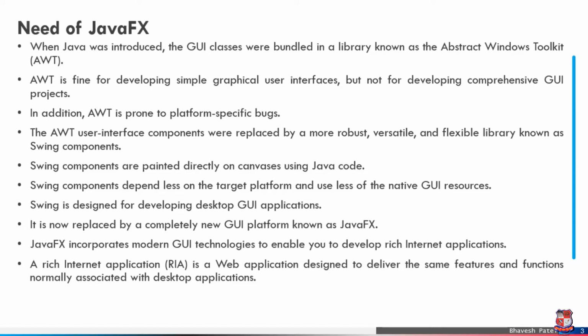The AWT user interface components were replaced by a more robust, versatile, and flexible library known as Swing components. Swing components are painted directly on the canvas using Java code. They depend less on the target platform and use less of the native GUI resources. It is designed for developing desktop GUI applications.